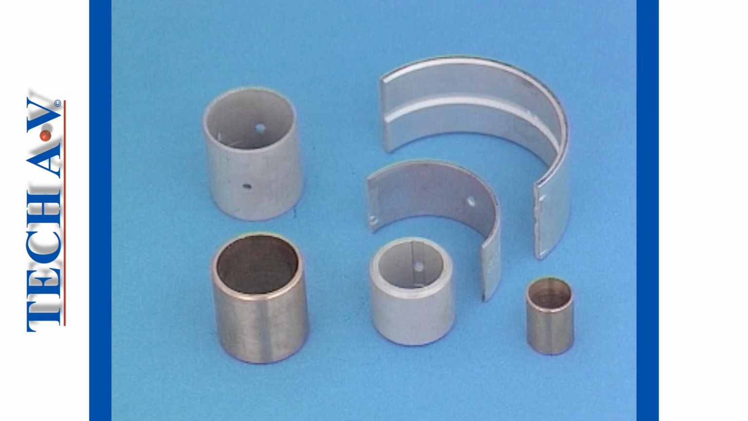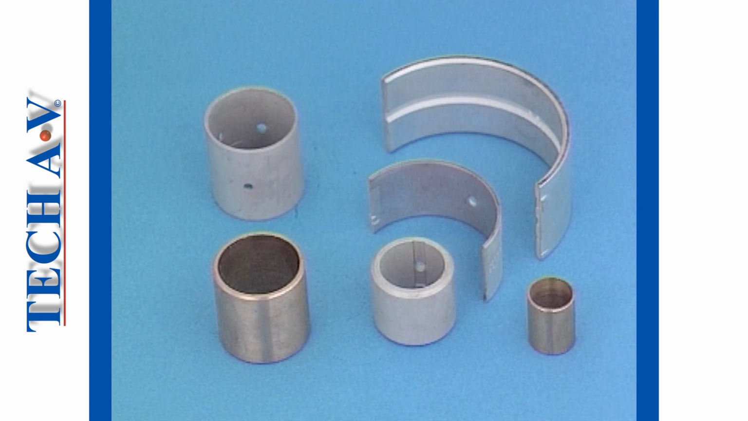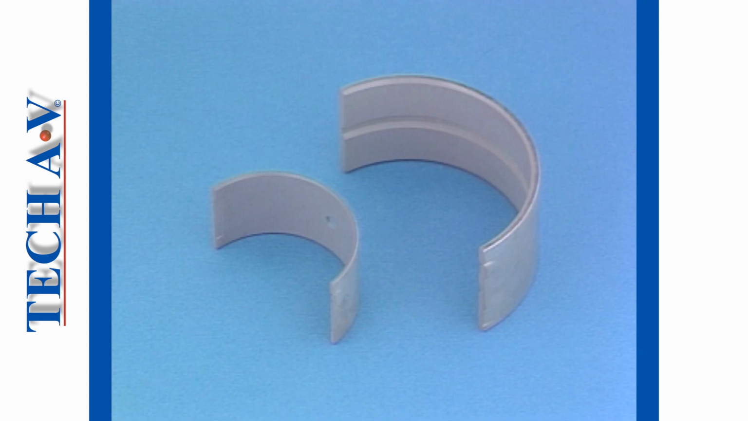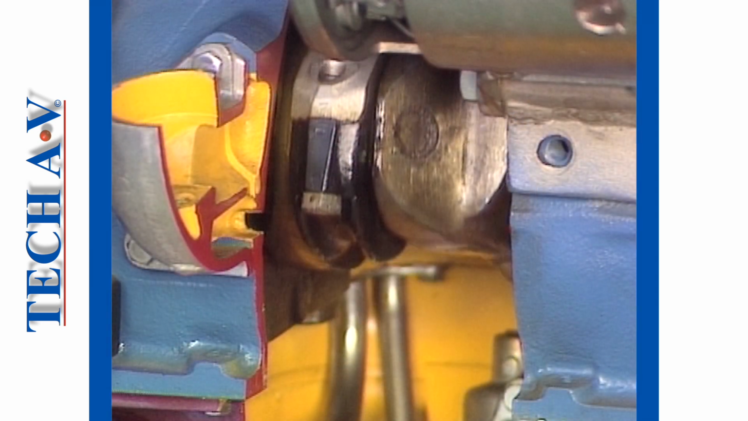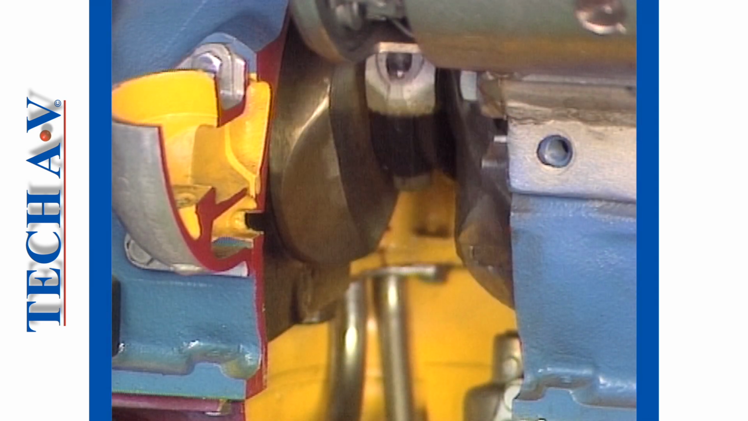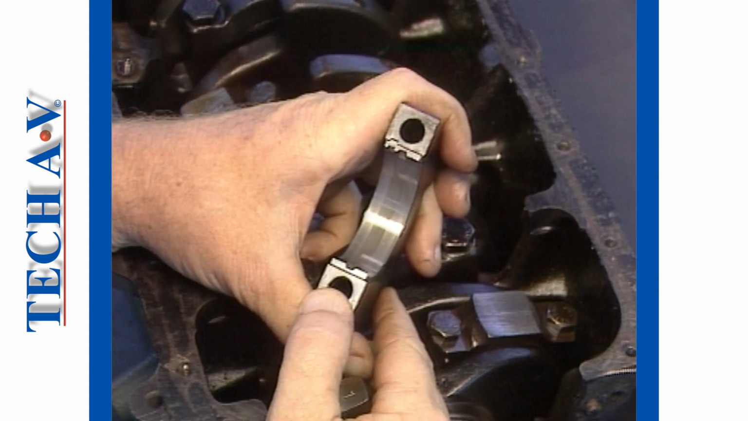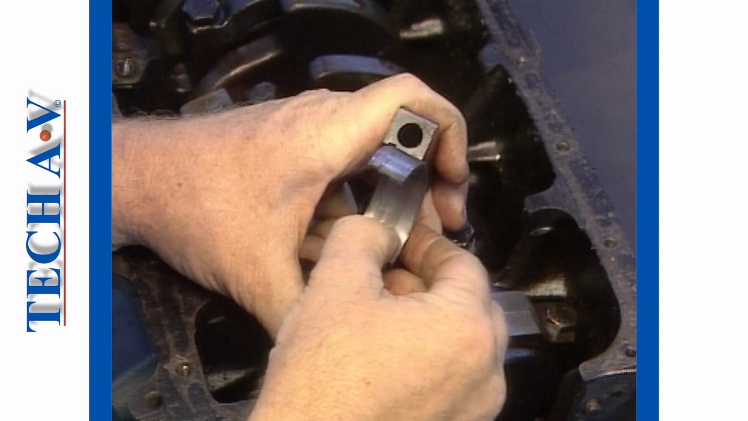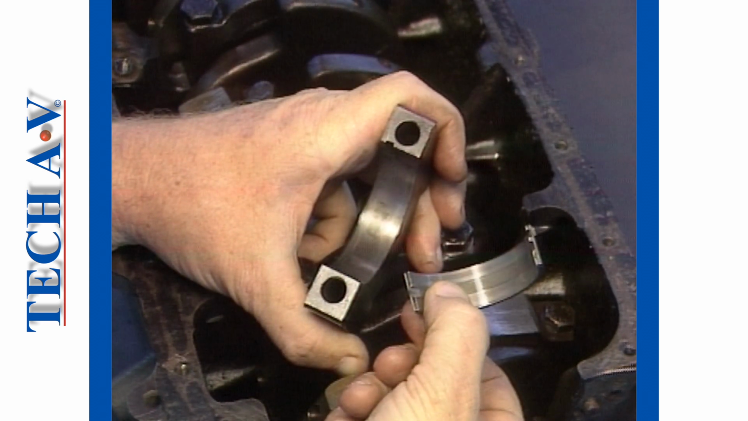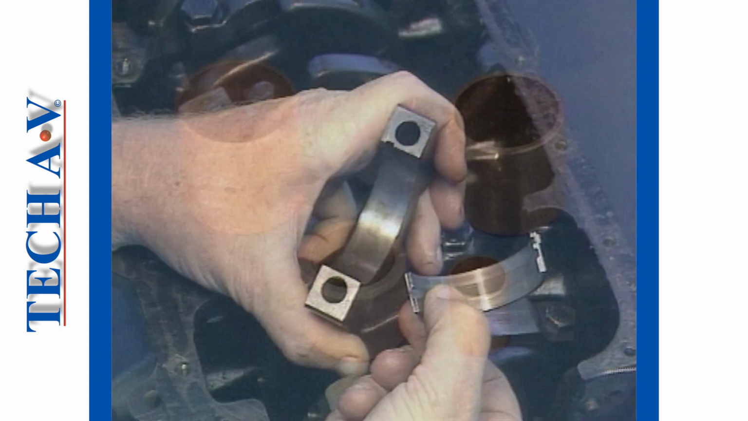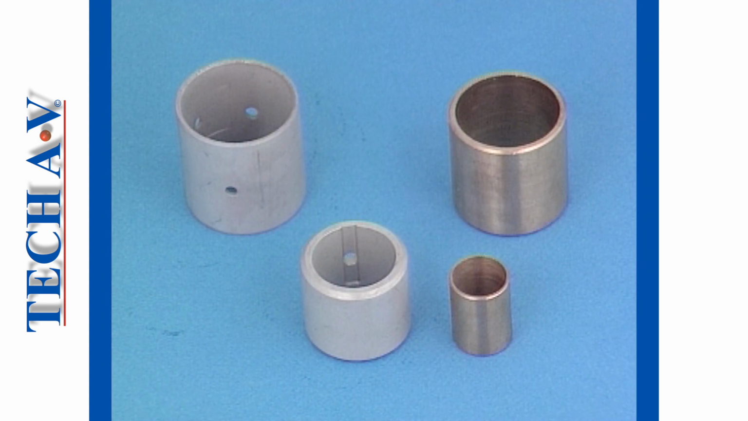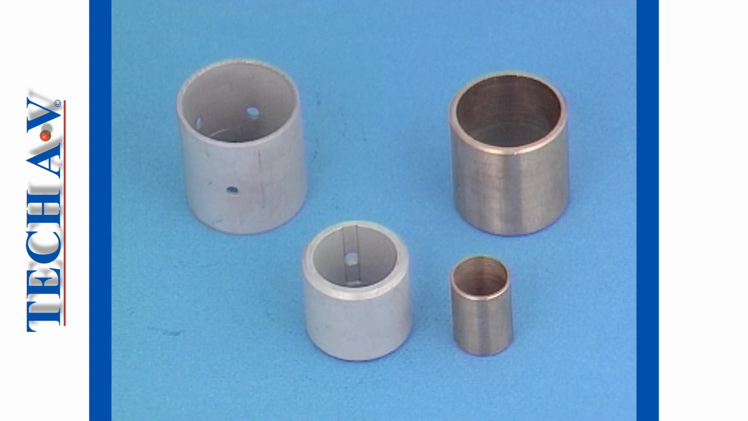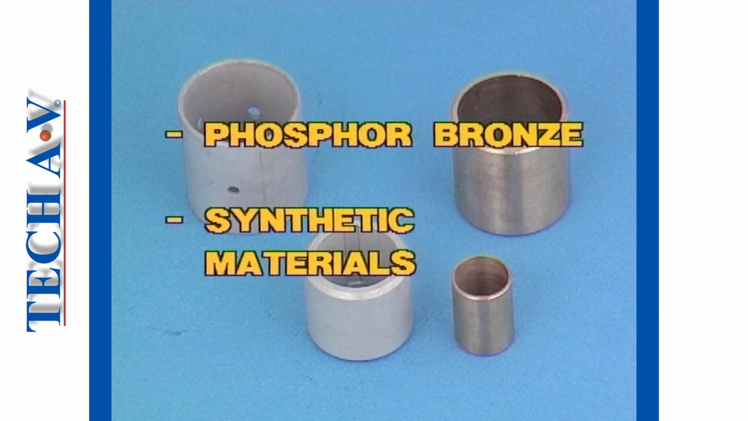A commonly used variation of a plain bearing is the split or shell type bearing, used very extensively in automotive engines and reciprocating compressors. Shell type bearings are relatively simple to replace and take up very little space in a component. Materials commonly used in the manufacture of plain bearings are phosphor bronze and modern synthetic materials.